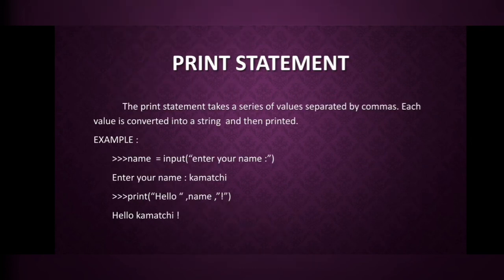Next, the print statement. The print statement takes a series of values separated by commas. Each value is converted into a string and then printed. The print statement recognizes a few commands used to format output. These are termed escape sequences and are written as a character following a backslash. The most common escape character is the newline character, \n. This moves the output to a new line. Next, the tab character, \t, moves the output to the next tab.